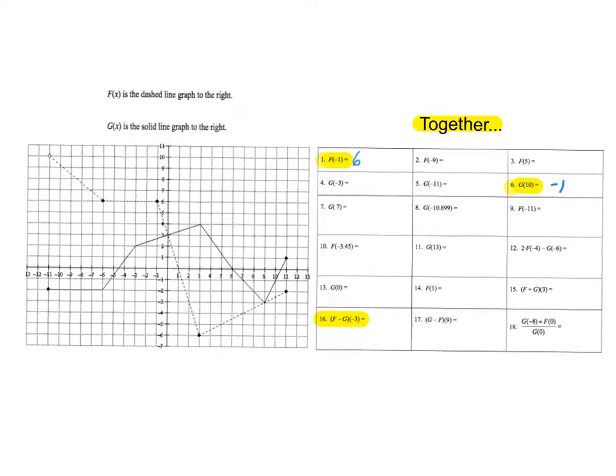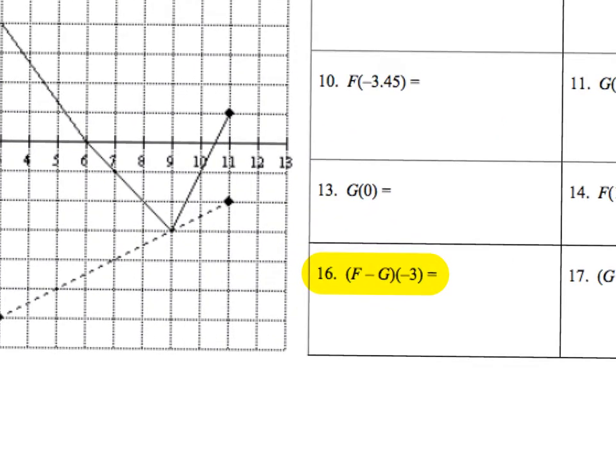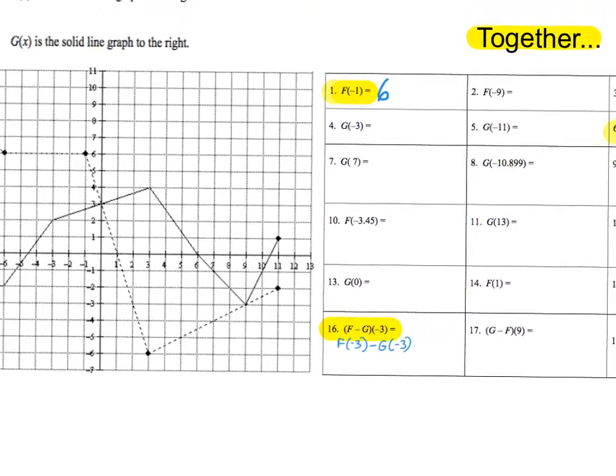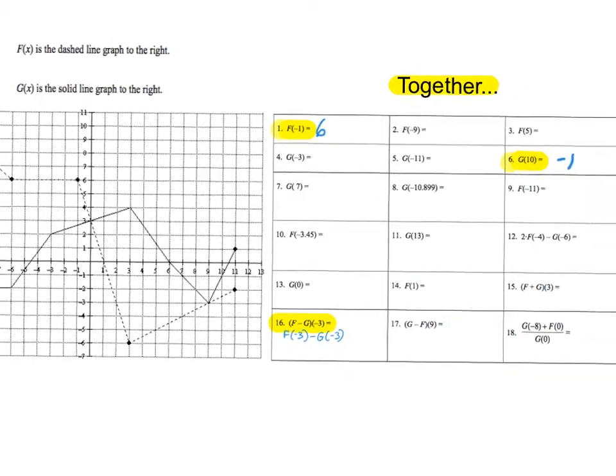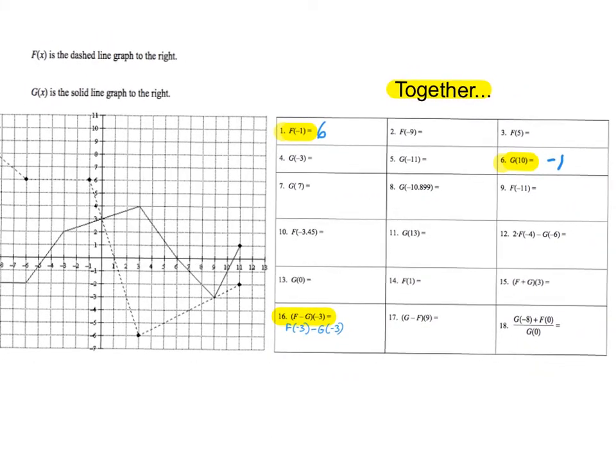Now finally, there's a little notation here, and that just stands for that they're creating a new function by subtracting functions. So I am going to write that as f of negative 3 minus g of negative 3. And then we're going to fill in the values for f of negative 3 and g of negative 3, and then evaluate. So now I'd like you to finish this table, press pause on your video feed, and when you're ready for the answers, press play again.